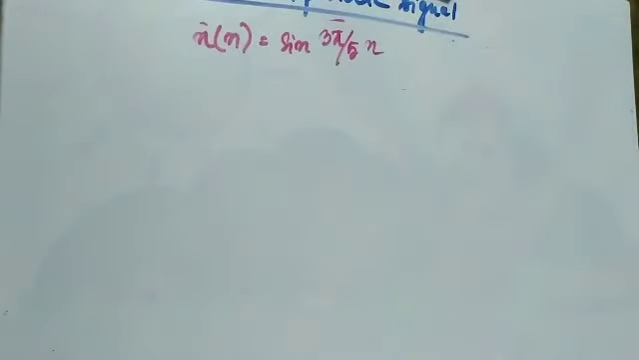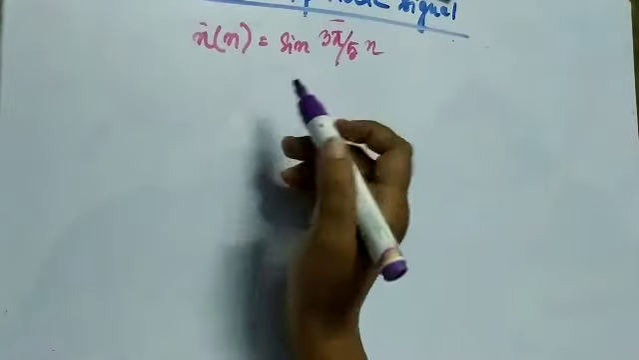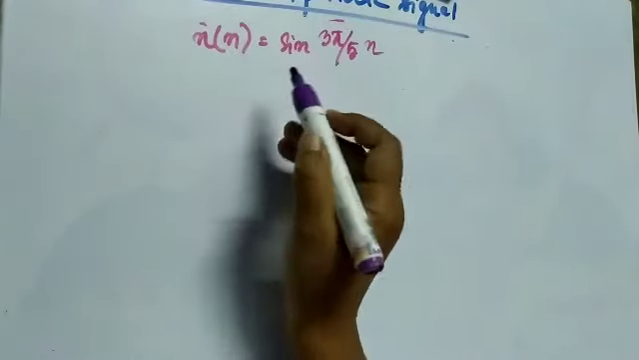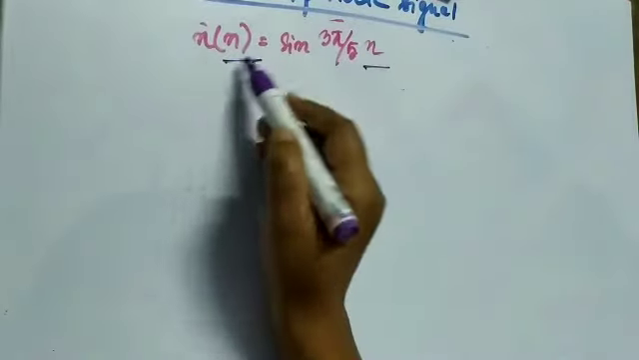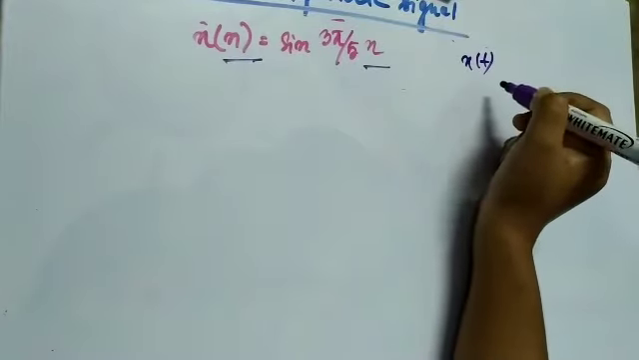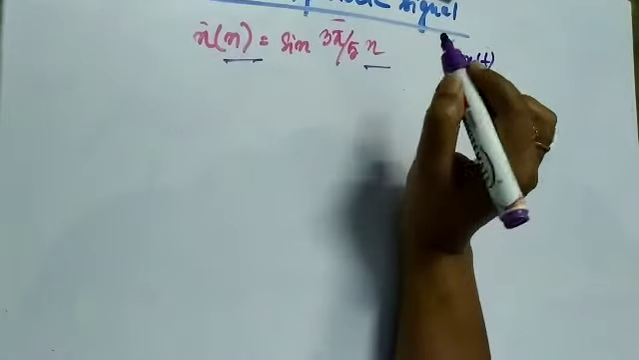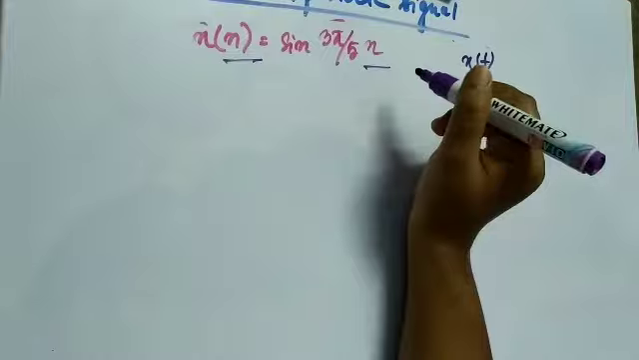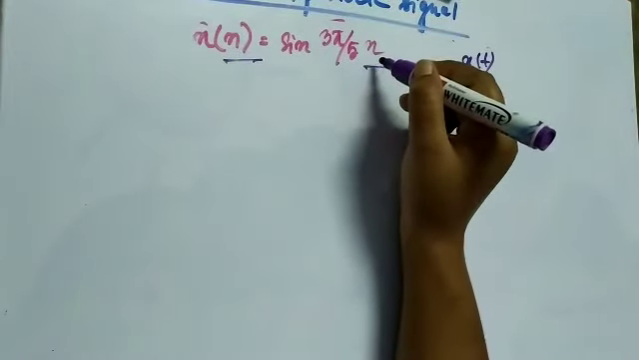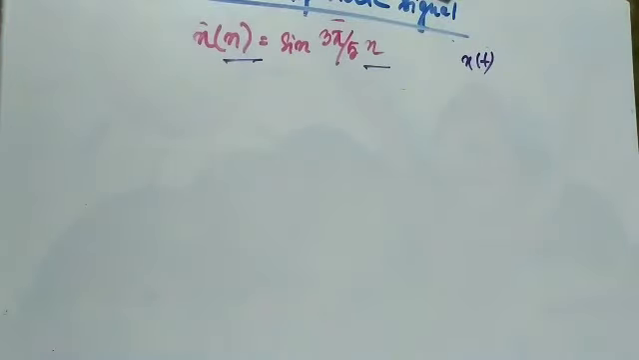How do you know whether the signal is discrete or continuous? You should consider the equation. If the expression is like x(t), that means the signal is a function of t, so the signal is a continuous signal. And if it is a function of n, then it is a discrete time signal. By observing this, you can say whether the signal is discrete or continuous.